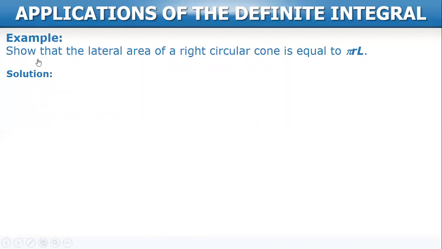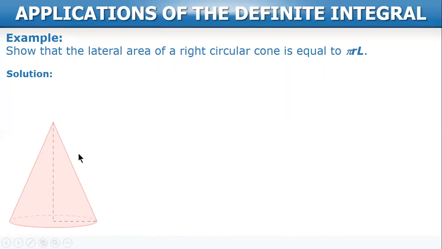And then another example, show that the lateral area of a circular cone is equal to pi r L. Okay. This is already formula sa lateral area sa circular cone. So, if we consider this cone, okay, this cone, ang cone is a solid of revolution when a right triangle, this one, right triangle is revolved about the y-axis.